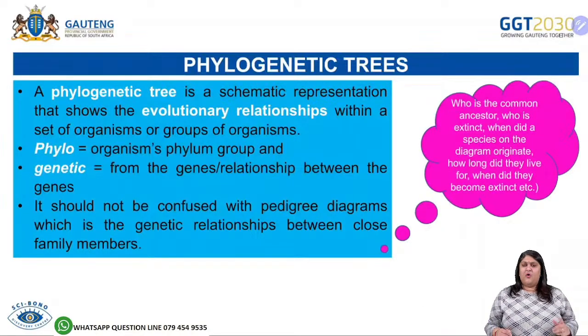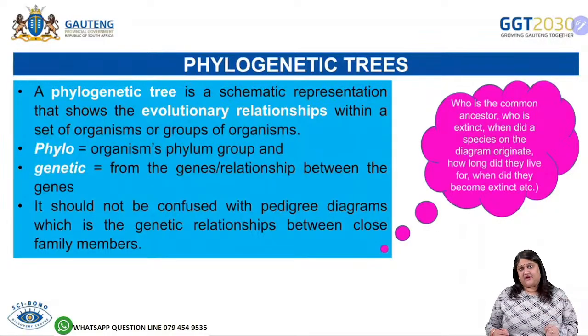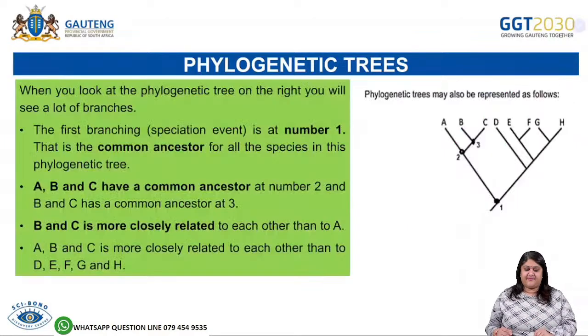Okay, what do you need to know from a phylogenetic tree? I'm going to explain them to you in detail, but these are the things I want you to know. This pink speech bubble is very important. You need to know how to identify the common ancestor, who is extinct, when did the species on the diagram originate, how long did they live for, and when did they become extinct. These are the typical questions that are asked on a phylogenetic tree.